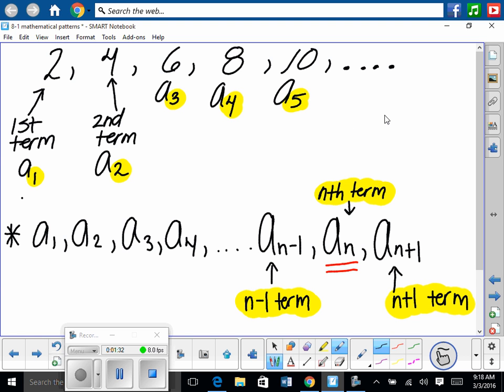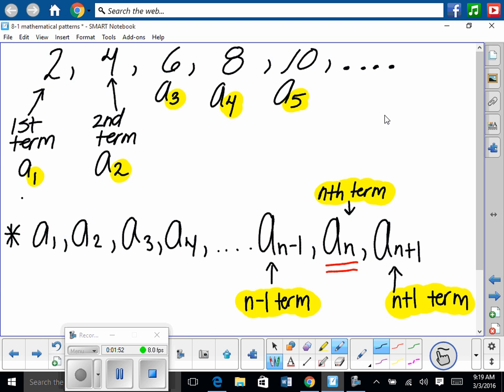Okay. So this is our first term. This is how they'll write it. A sub 1. This is saying that this is our first term. Does everybody understand that? A sub 1. This is our second term, so they would call this A sub 2. This is our third term, so they call it A sub 3. 8's our fourth term, so A sub 4. 10's our fifth term, so A sub 5.